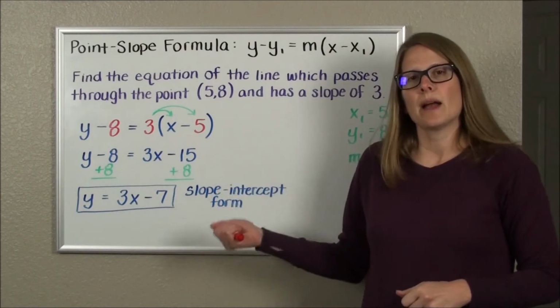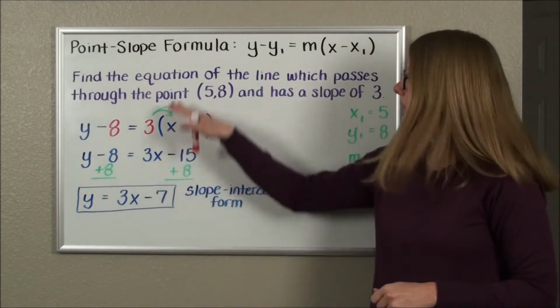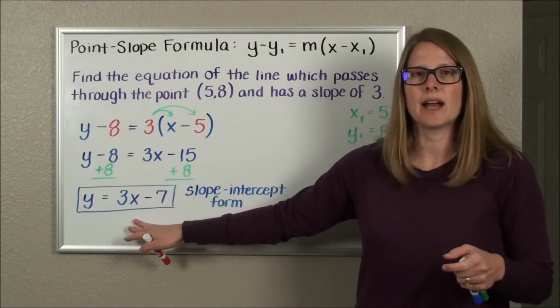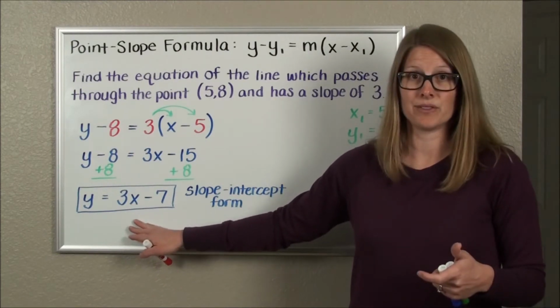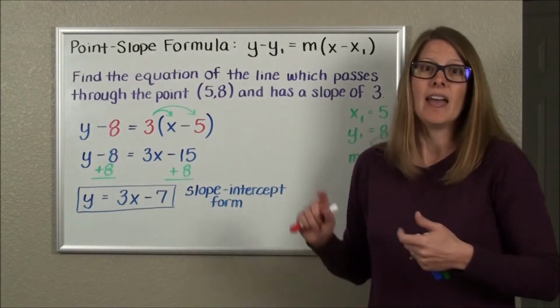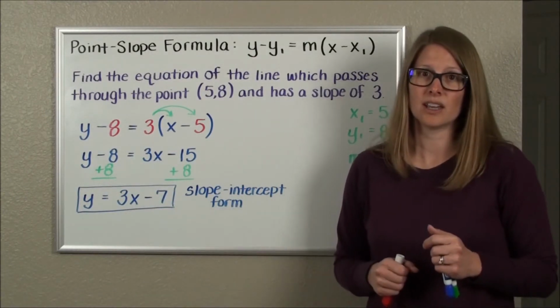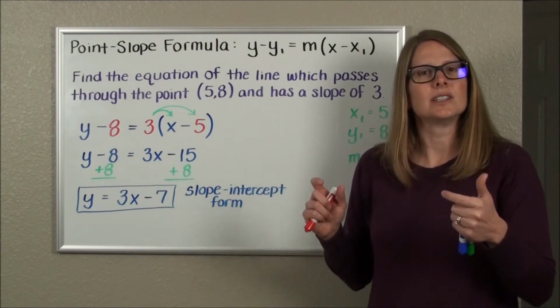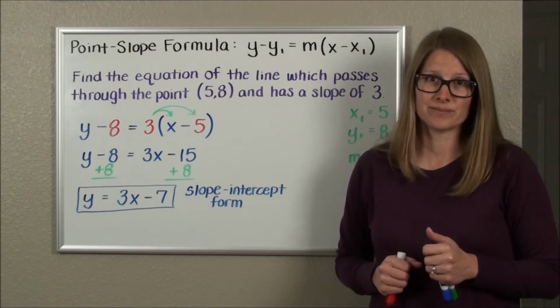But there's another format that you might be asked to show when you're finding the equation of a line. Slope-intercept form is great, but you might also be asked to find what's called the standard form of the equation. So let's take a look at how we can take this slope-intercept form and change it to a different looking equation. It's the same information, it represents the same line, but it's just a different format called standard form.